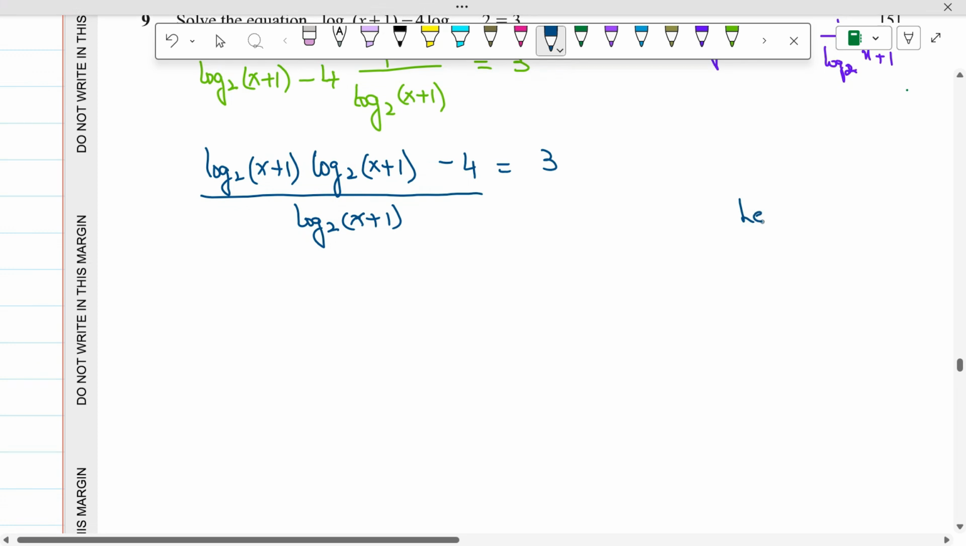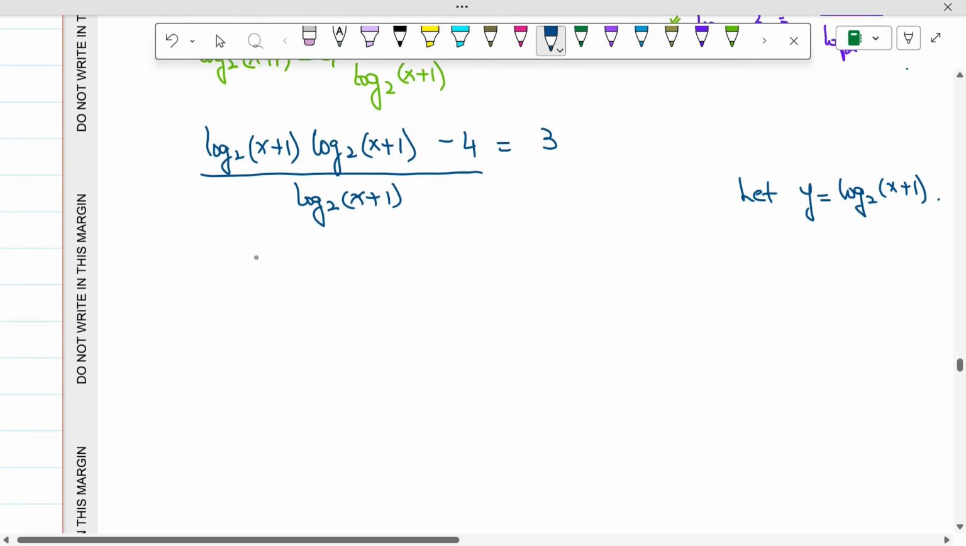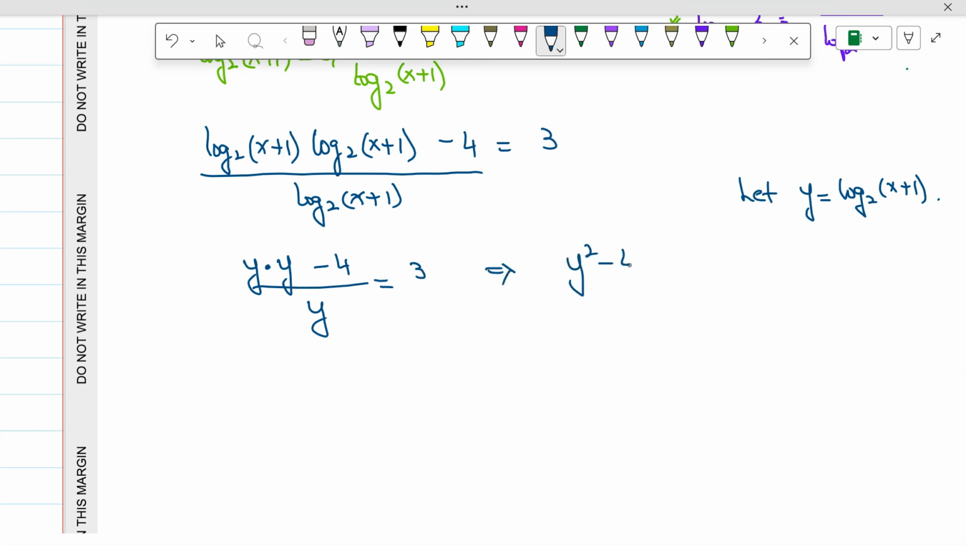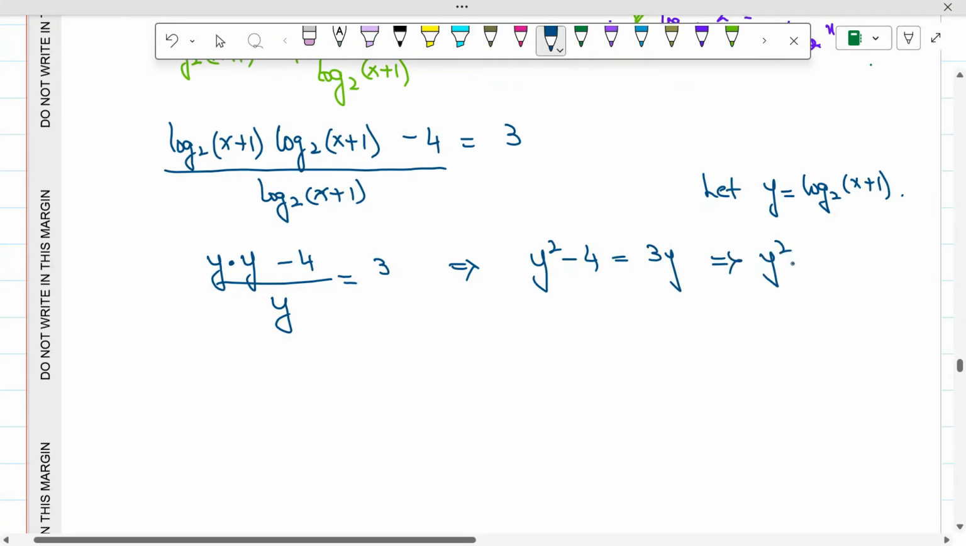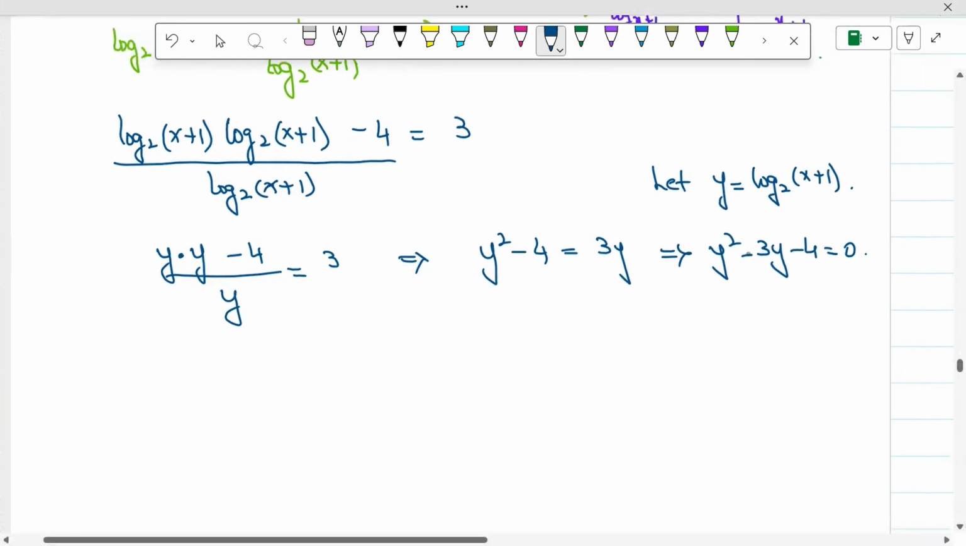Let y equal log base 2 of (x + 1). So y times (y minus 4) over y is equal to 3, and y squared minus 4 is equal to 3y, and we will have y squared minus 3y minus 4 equal to 0. This is the quadratic equation.